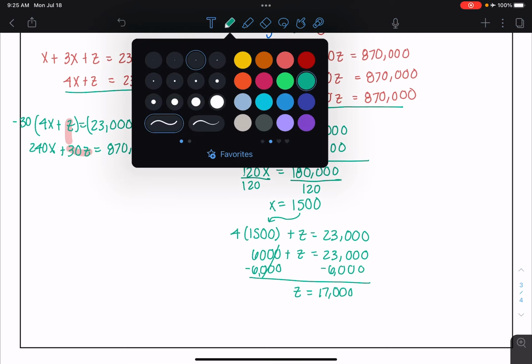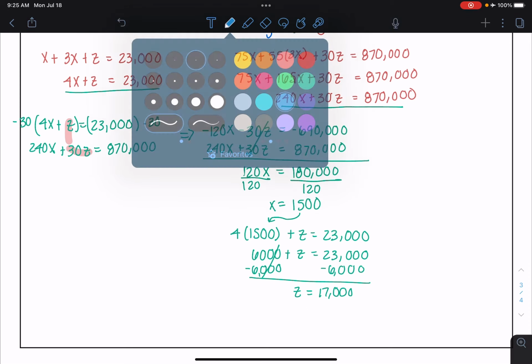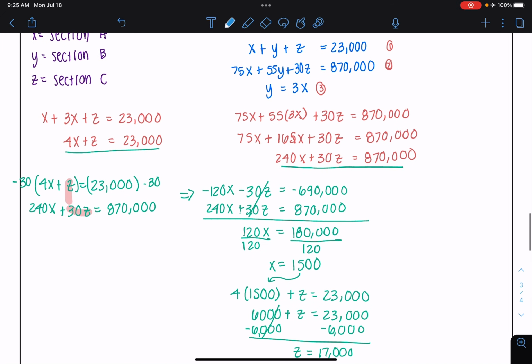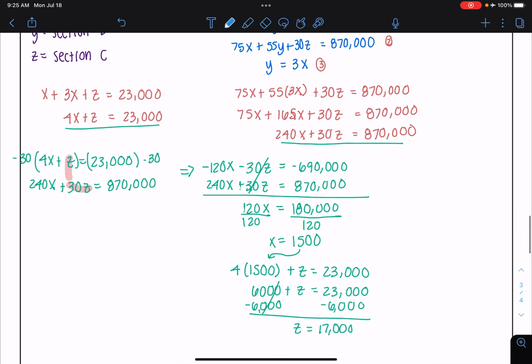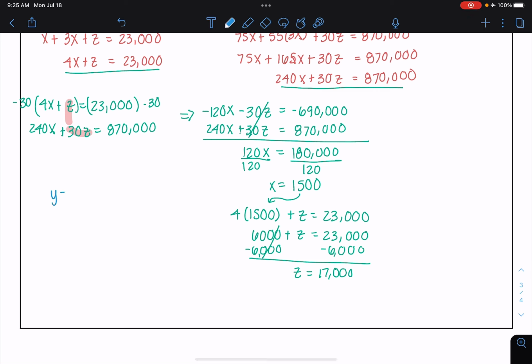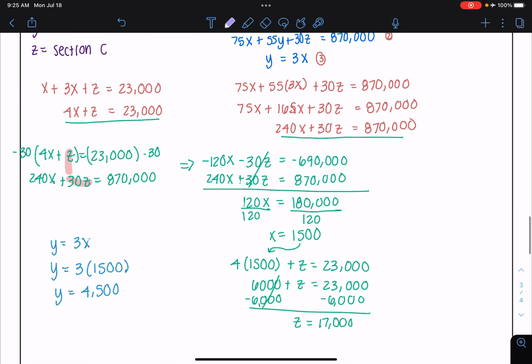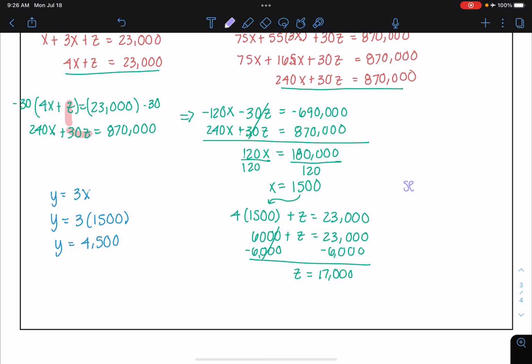So I have my X and I have my Z. Now I need to figure out what Y is. And so I'm going to just use equation 3, since that one's simplest. It's already solved for Y. So I have Y is equal to 3X. So that means that Y is equal to 3 times 1,500. So Y is equal to 4,500.